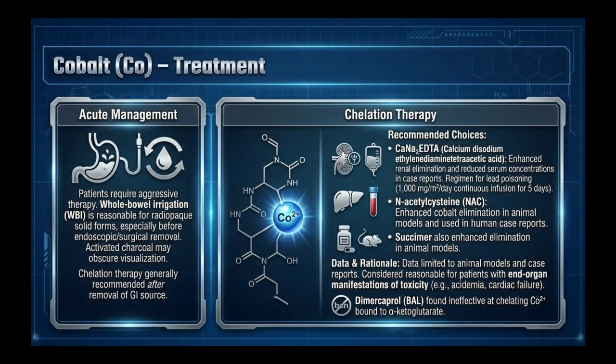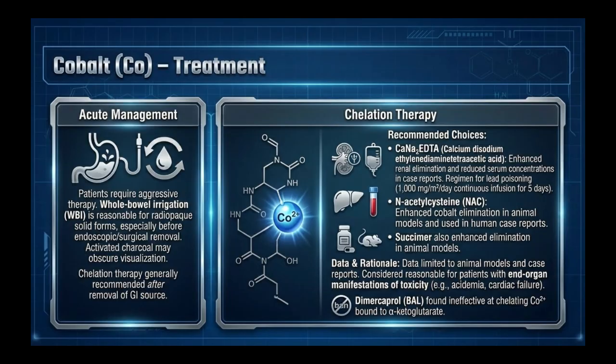Among chelators tested, calcium disodium ethylenediaminetetraacetic acid and diethylenetriamine pentaacetic acid were most effective in reducing mortality in animal studies. Dimercaprol, however, was ineffective at chelating cobalt ions bound to alpha-ketoglutarate, and despite this evidence, it has occasionally been used based on a case report.